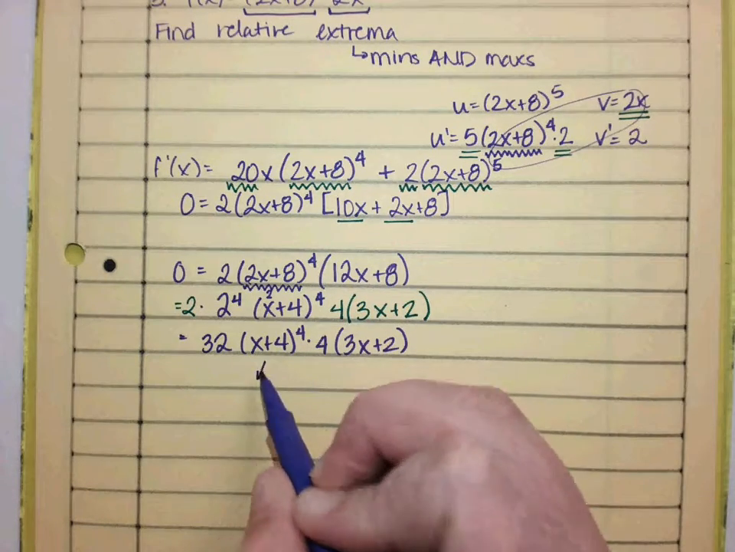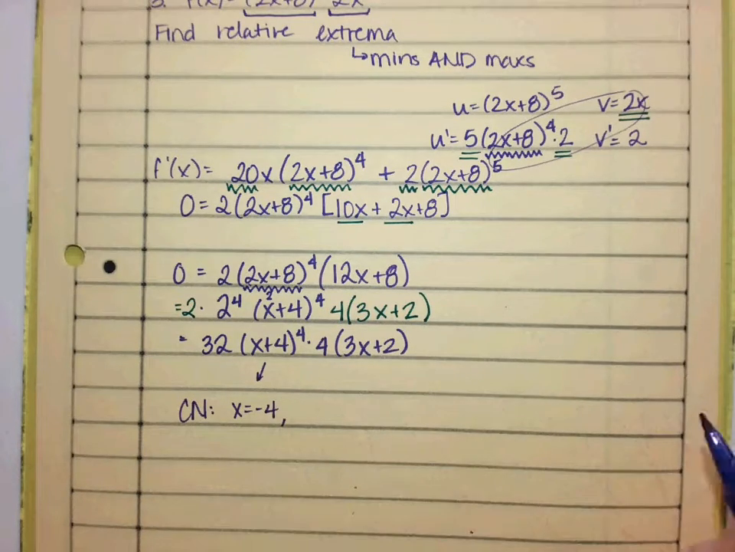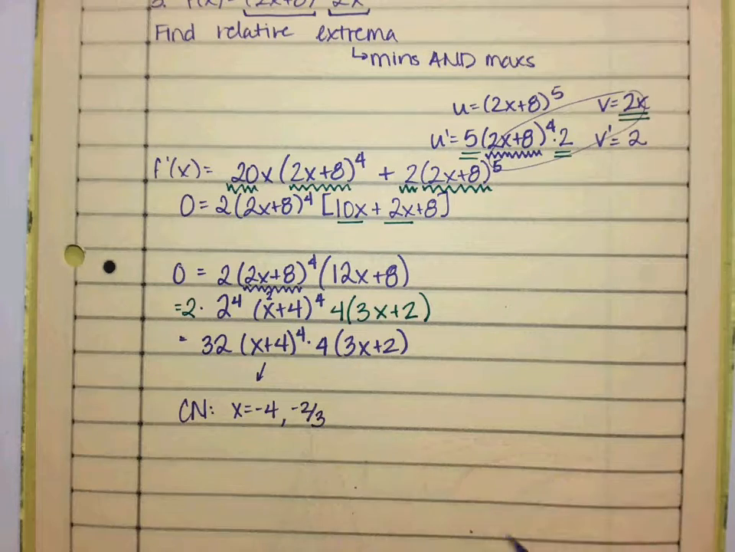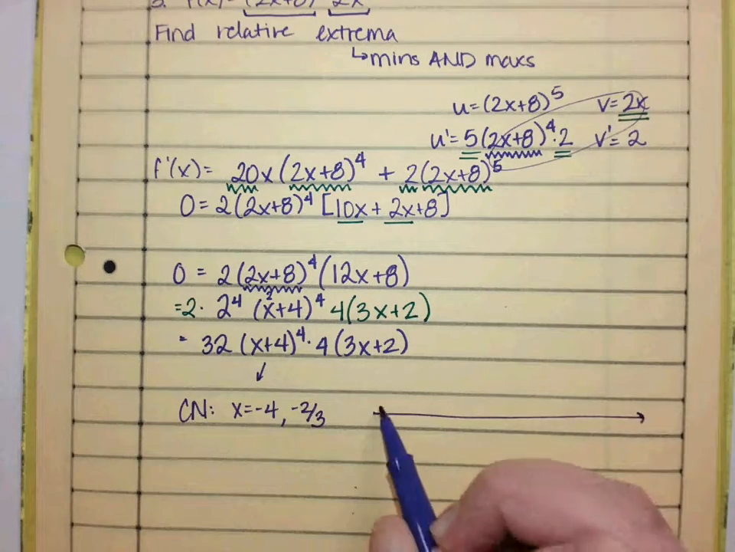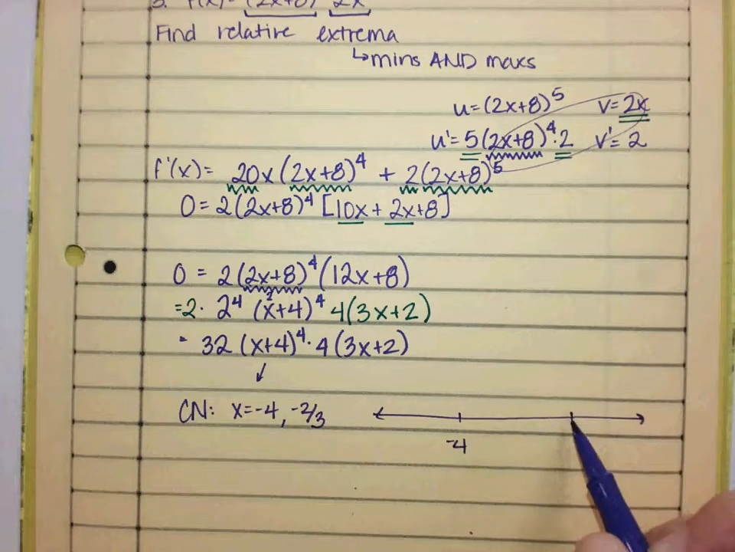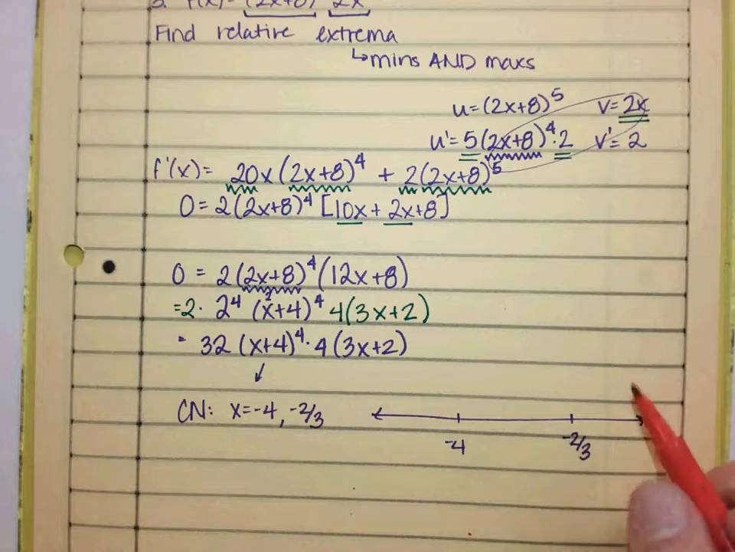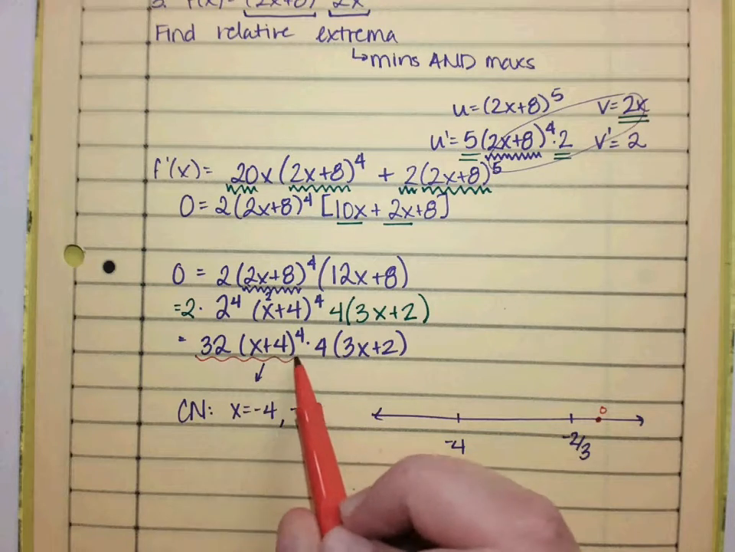From there, my first critical number is going to give me x equals negative 4. My second critical number, change the plus 2 to a minus 2, then divide it by 3. So, set up your line chart. Negative 4 is the smallest, negative 2/3 is a little bit larger. I want to pick a number that is to the right of negative 2/3, well, I'm going to pick 0. Now remember, when I plug in 0, I'm plugging that into this.